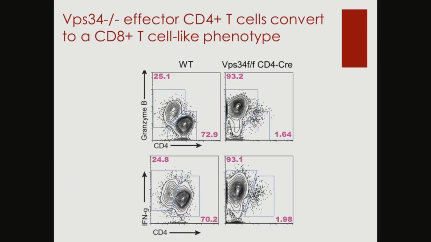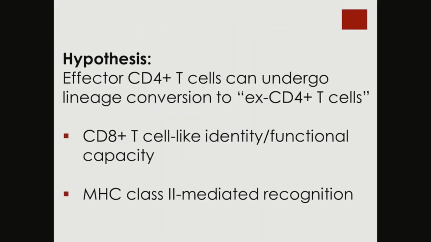Importantly, we observed that wild-type effector CD4 T cells used for experimental controls could also give rise to xCD4 T cells that produced cytotoxic molecules. This indicated to us that this population was not a knockout-specific phenomenon, but instead reflected fundamental reprogramming of lineage specification induced by CD4 T cell activation. Taking our findings together, we hypothesized that effector CD4 T cells could undergo lineage conversion to an xCD4 T cell population characterized by CD8 T cell-like identity and functional capacity, as well as MHC class II mediated recognition.